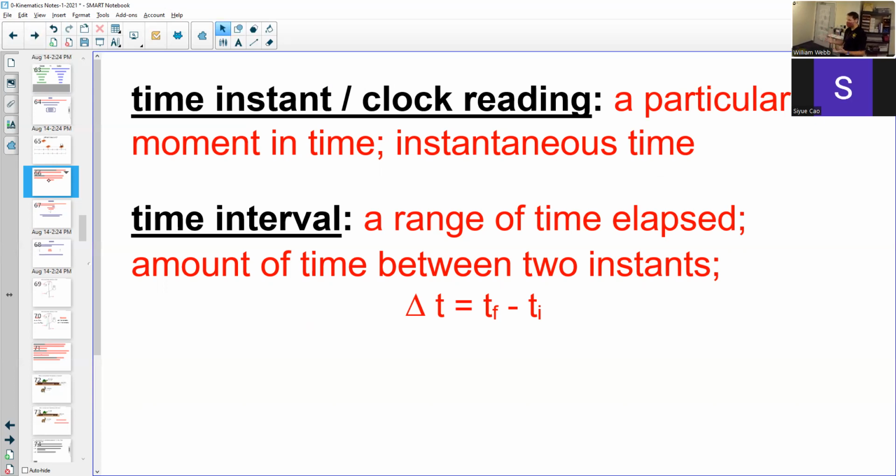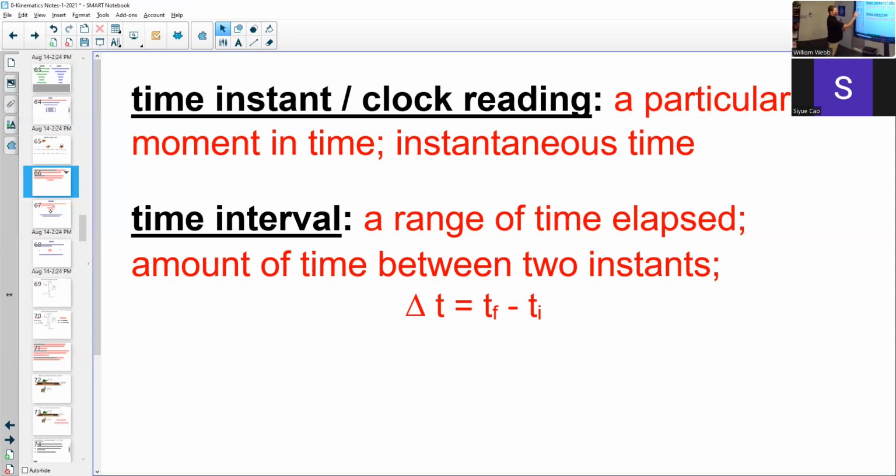So often the numeric value of the instantaneous clock reading is also the value or the magnitude of the time interval. But it's important that you're careful when you're reading the questions because sometimes they want to know position at a particular time, an instant. Sometimes they want to know a change in position over a change in time. And so you just have to be careful in the way you read the questions that you know if they're talking about instantaneous or an interval.